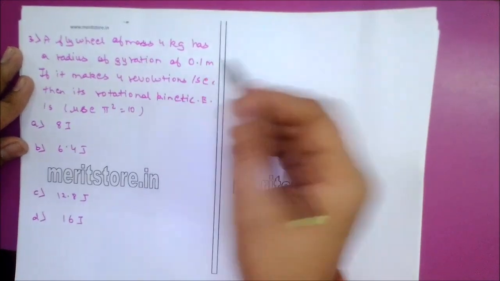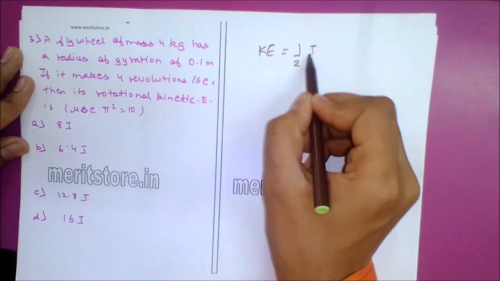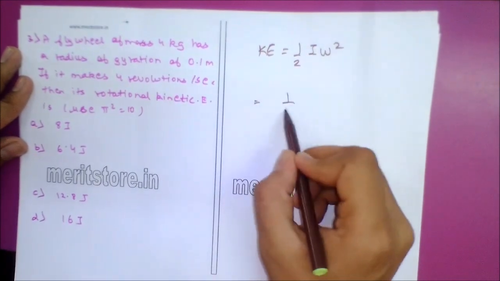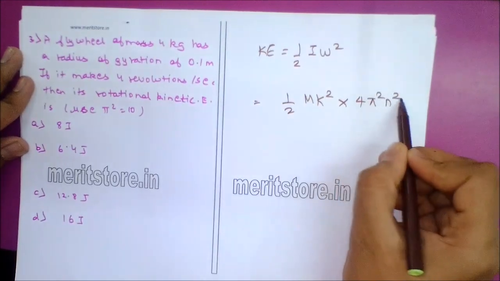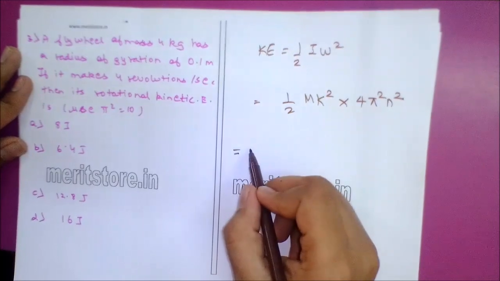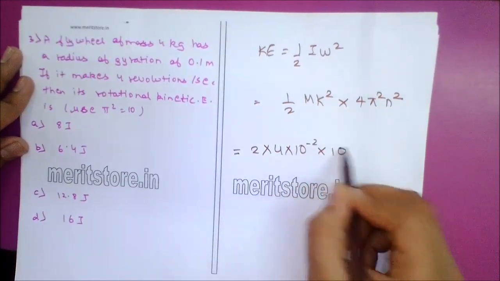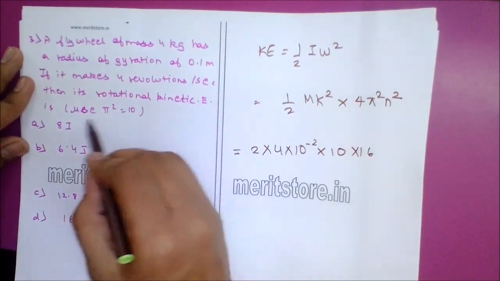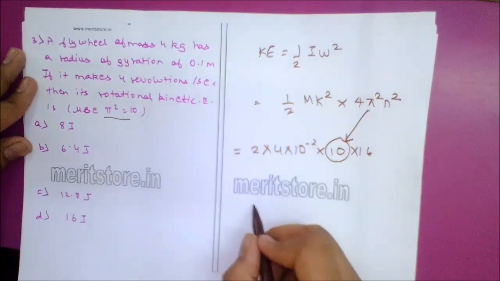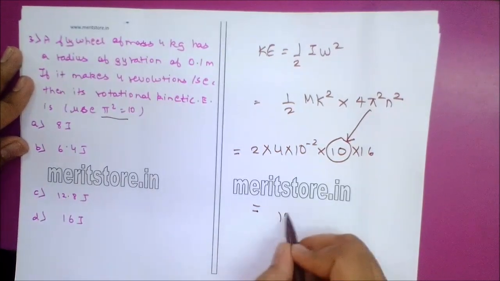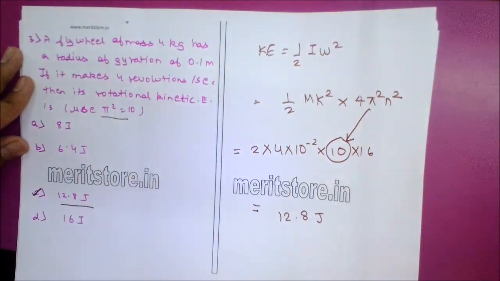Now, to solve this question, we know kinetic energy is equal to half I omega square, which is also equal to half m k square multiplied by 4 pi square n square, which is equal to 2 into 4 into 10 raised to minus 2 into 10 into 16. Here we have to use pi square equal to 10, so I substitute the value of pi square to be 10. Now on solving we get 12.8 joules. So option C, 12.8 is the correct answer.